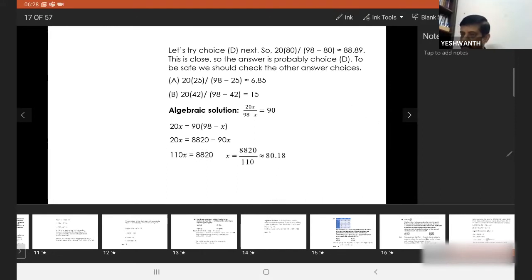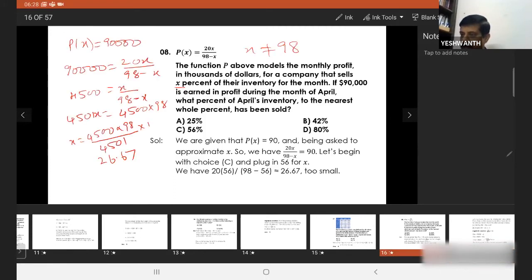It is 80.18. So the nearest value is what? It is 80.18. So 80.18 is nearest to 80%. So answer is 80%. Please note it fast. So here we have checked with the options, but I don't like to check with options. When a direct method is there, let us proceed directly. So we'll get it as 80.18%.